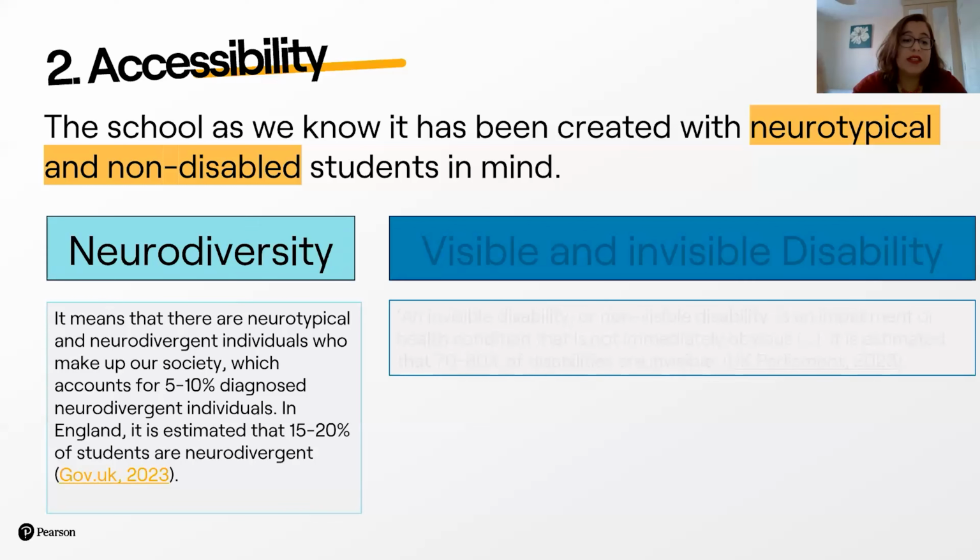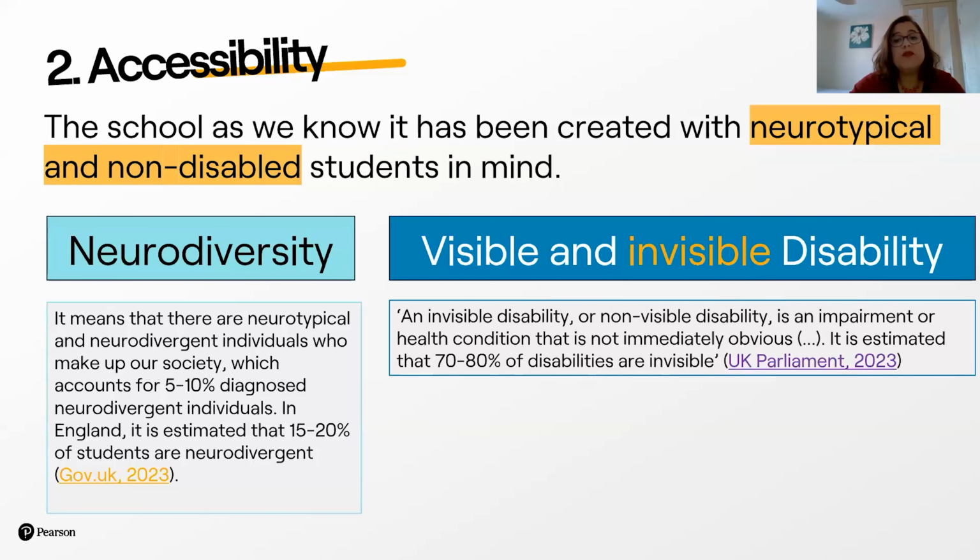In England, for example, it is estimated that between 15 to 20% of students are neurodivergent. So if we take the example of a classroom that has 10 students, then you may have 1 to 2, maybe 3 students who are neurodivergent, or in a larger classroom you might have about 15 to 20% of students who are neurodivergent.